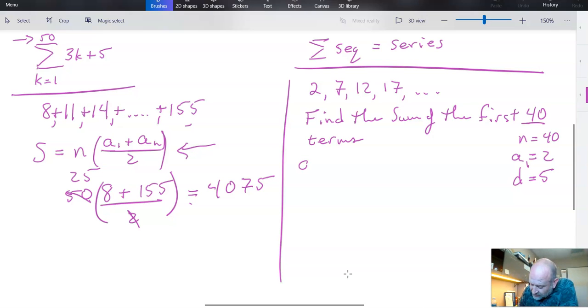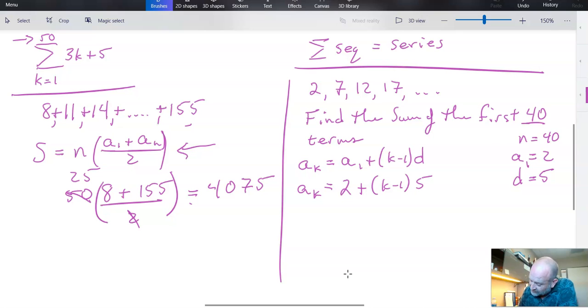So if I want some a_k, remember it's a_1 plus (k minus 1) times d. Well, I just need to plug my stuff in now. Let's see here. It's the first 40 terms. I know a_1 is 2. I know my common difference is 5. So any particular term of this is 2 plus (k minus 1) times 5.